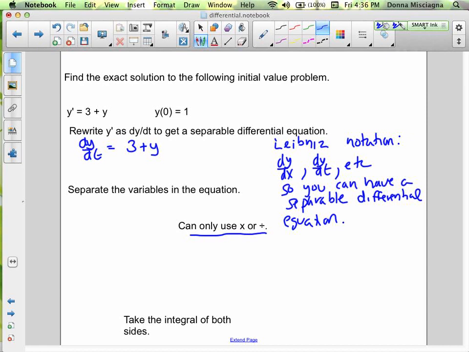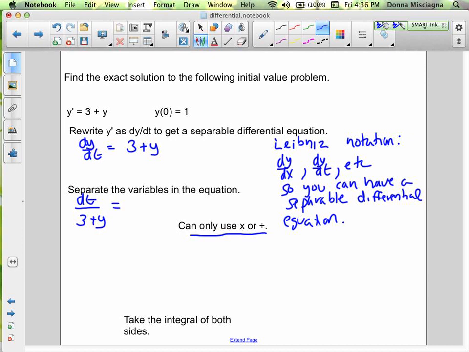invention, if you will, was to, instead of using y primes and things that I can't write as products and quotients, to change that to dy dx. It allows us to solve these differential equations. So it actually was a huge milestone. All right, so I'm going to move the dt to both sides, and I'm going to divide by 1 plus 3y. So I'm going to have dt in the numerator here over 3 plus y. So I'm going to divide by that.